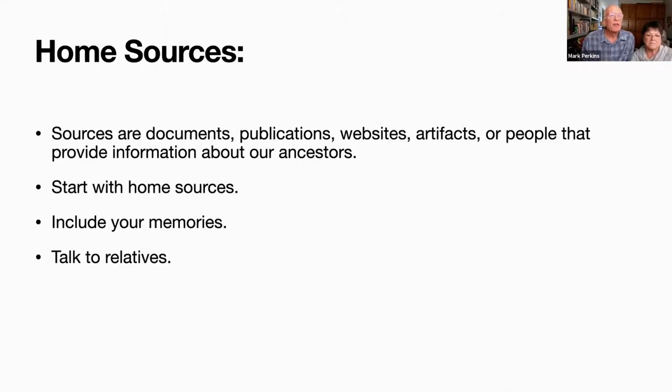So what are we looking for? We're looking into various types of sources. First, we'll be talking about home sources, but in general, sources are documents, publications, websites, artifacts, or people that provide information about our ancestors.